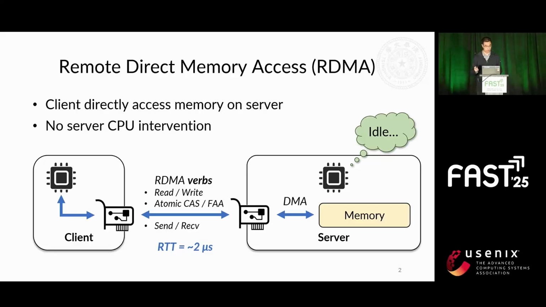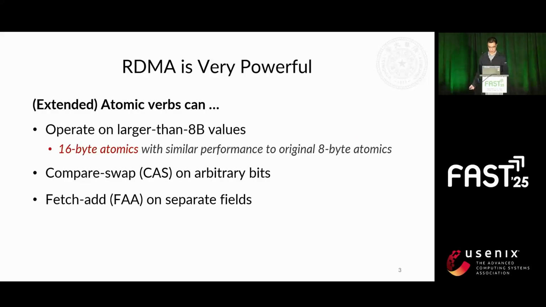RDMA requests are called verbs. There are one-sided verbs that sidestep remote CPUs, including read, write, and atomics. Also, there are conventional two-sided verbs, including send and receive, that still require CPU assistance.